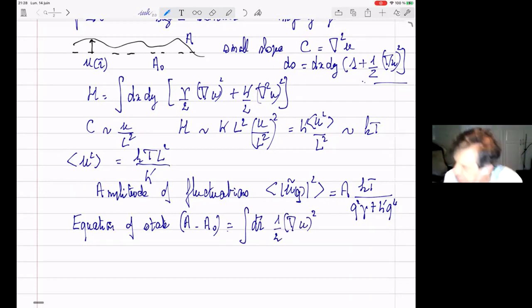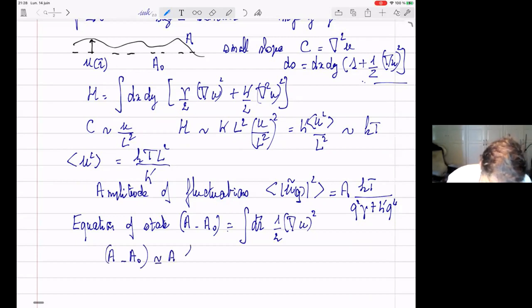Now, if you use this mode decomposition, you can calculate it explicitly. And it tells you that A minus A naught is proportional to A times kT over 8 pi kappa, and then there's a logarithm of q max squared times kappa over gamma.